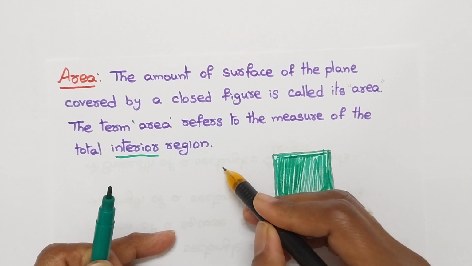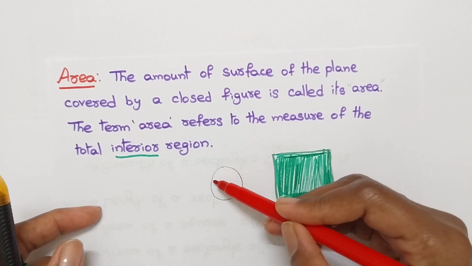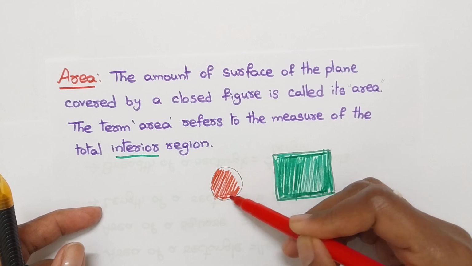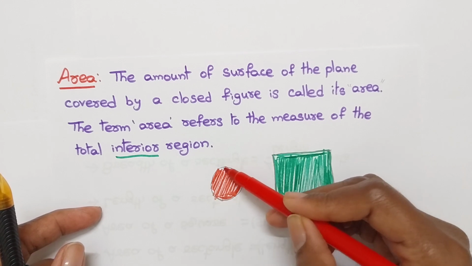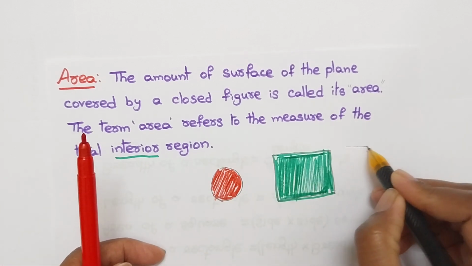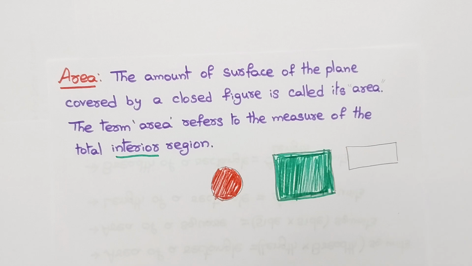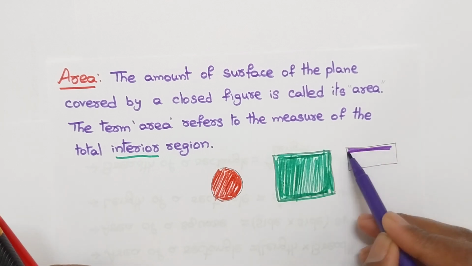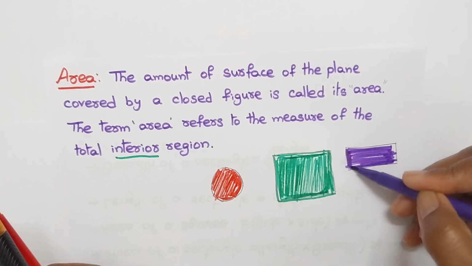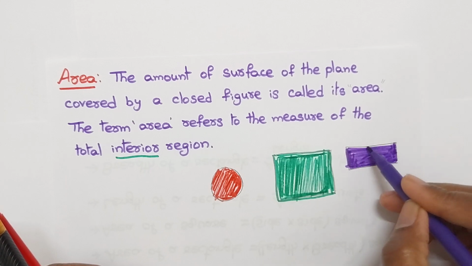Now, if we draw a circle, the area covered by this circle is called the area of this circle. If we draw a rectangle, the place it covers is called the area of this rectangle. How much place it is covering, that much place is called area.